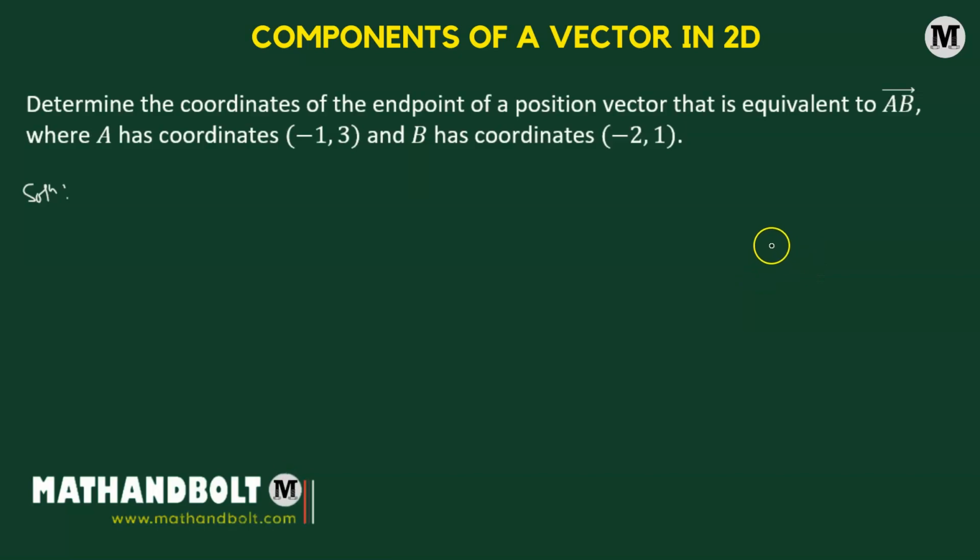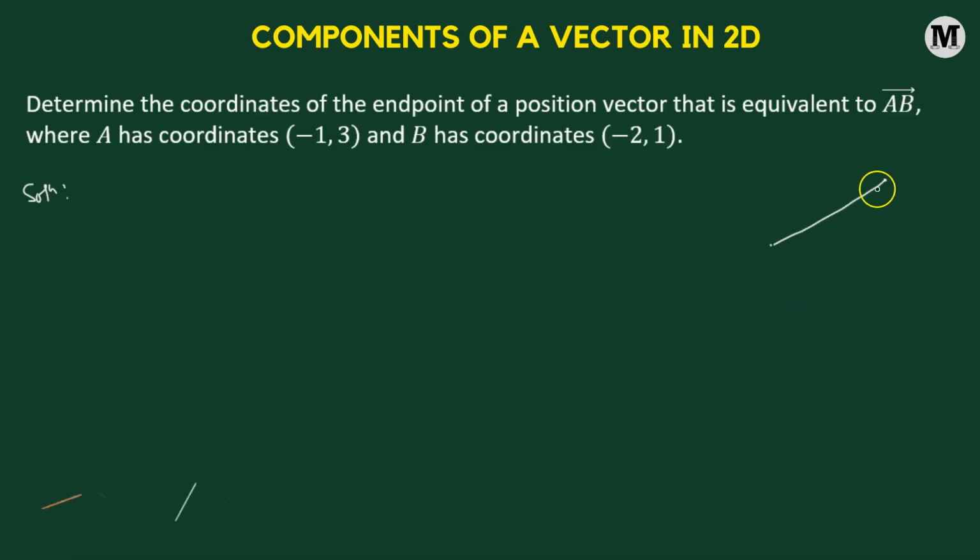So here we have 2 points. We're going to name these points later on. Let's say we have 2 points. On joining them, we get a vector going from one point to the other. It's given that this particular vector is equivalent to another vector whose endpoints are given to us. It has the point A and the point B. The vector runs from A to B. So A has the coordinates -1, 3 and B has the coordinates -2, 1. Our goal is to determine the coordinates of the endpoint of this unknown vector.